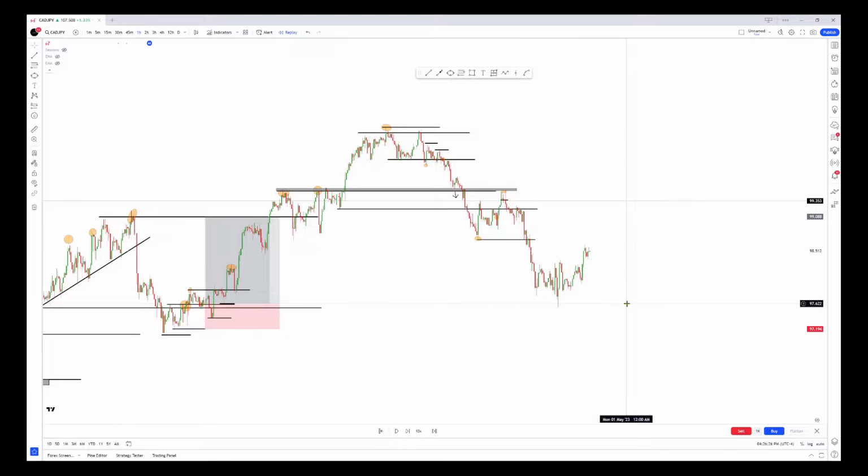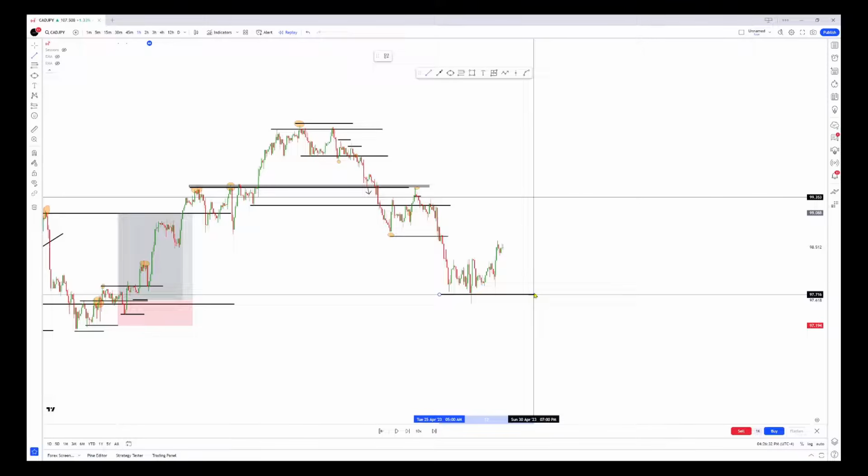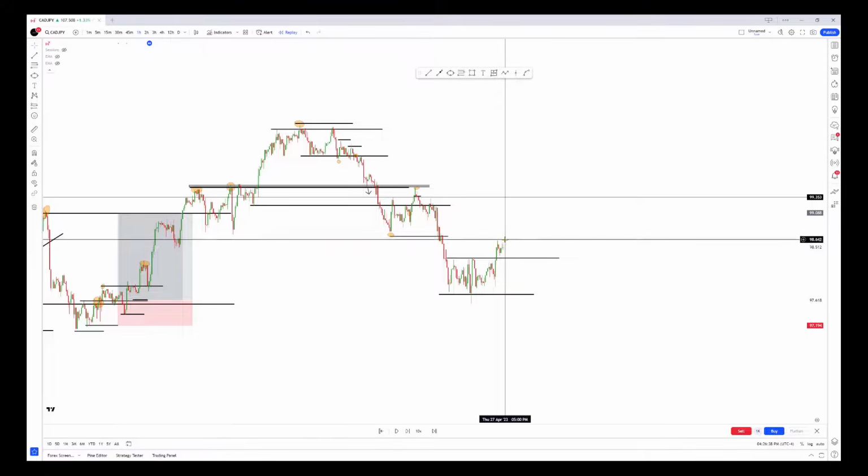Now, this is it. Once again, a reversal opportunity. Price has this level of support. Price has this level of support. Price has these highs. Price gives us an indication above out of these highs.